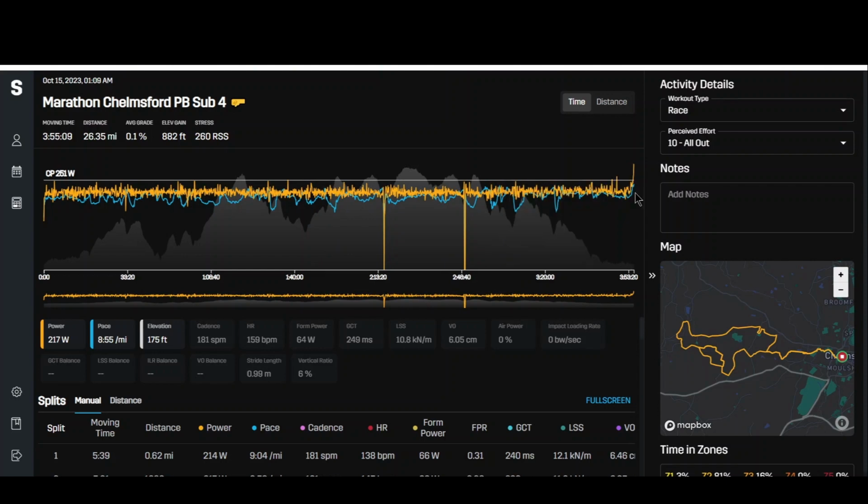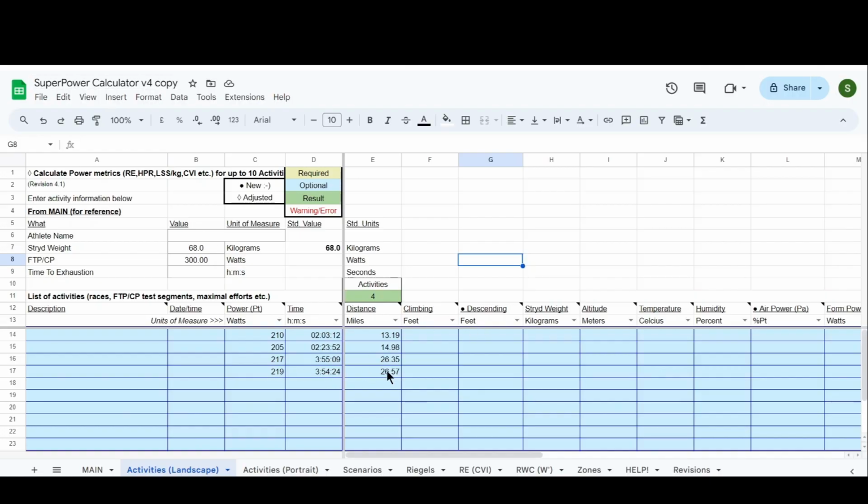If you're planning for a flat race and air power was 0%, that's going to raise running effectiveness a little bit. So you have to take this and interpret it in light of that fact. But I'm going to take the average power, the duration, and the distance, put it in the SuperPower Calculator. All right? And there it is.